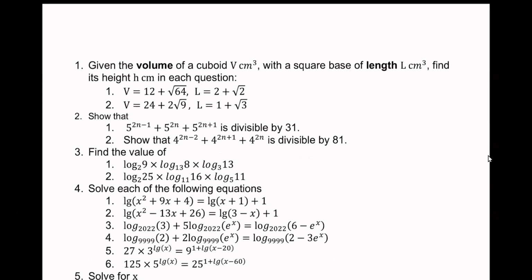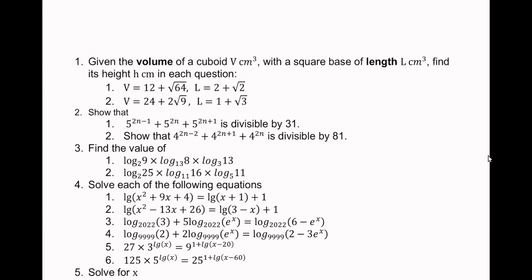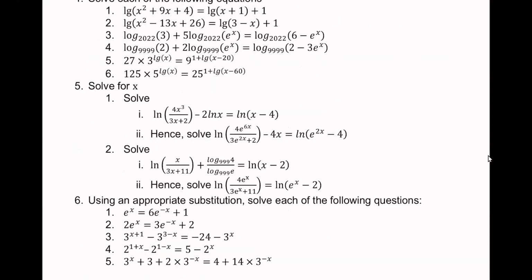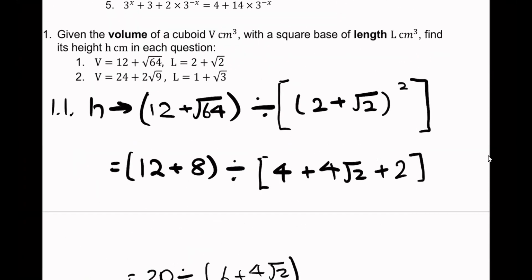Given the volume of a cuboid V cm cubed with a square base of length L cm, find its height h in each question. So the volume is 12 plus square root 64, then you divide by the length squared. Correct. So square this length, what do you get? You get a squared plus 2ab plus b squared. That's okay. Good.